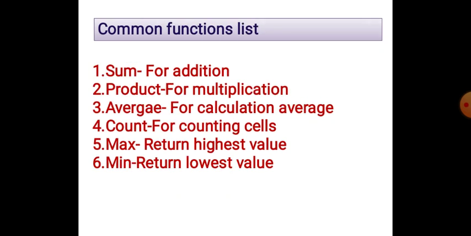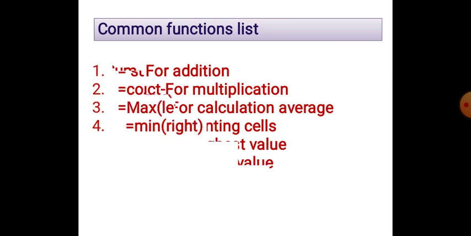Now see some common functions. Some functions we use for addition of numbers. Product means multiplication. We use the product function for the multiplication of numbers. And the average function gives us the average. The count function is used for counting the cells. The max function returns the highest value and the mean function returns the lowest value.